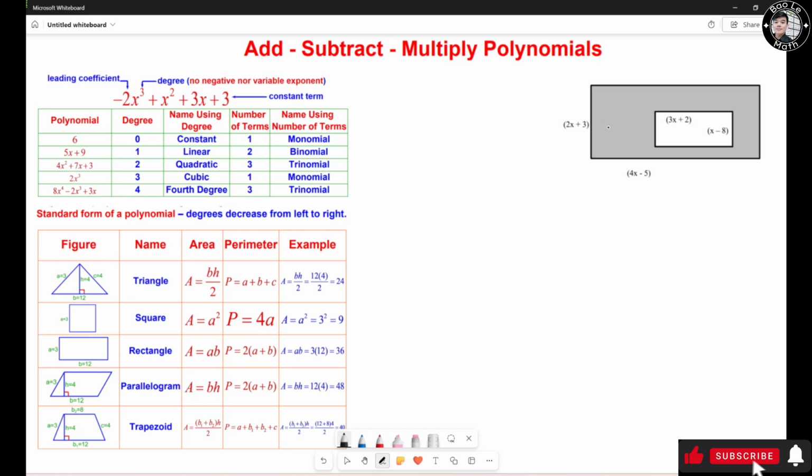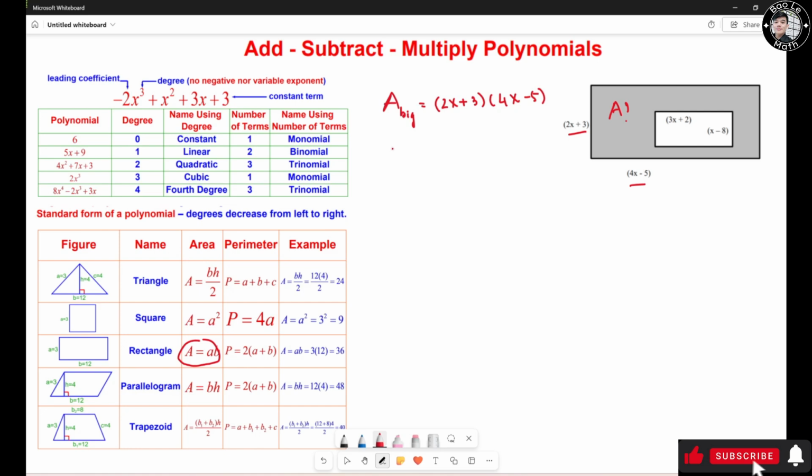So, we have two rectangles, right? The one inside and the one outside. Now, question: what is the area of the shaded region right here? So, in order to do this one, you need to calculate the area of the bigger rectangle, and then you subtract the area of the smaller rectangle, right? So, the area of the bigger rectangle is going to be 2s plus 3 times 4s minus 5, right? Length times width, the formula right here.